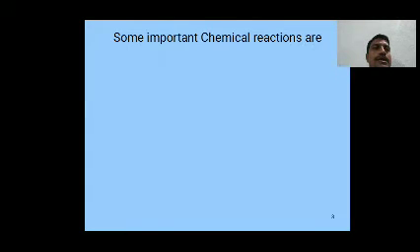Some important chemical reactions are the rusting of metal, iron. When exposed to the environment, it forms a reddish brown layer on the surface of the metal called rust. These chemical reactions involve the interaction of the environment and the metal, changing the surface of the metal.